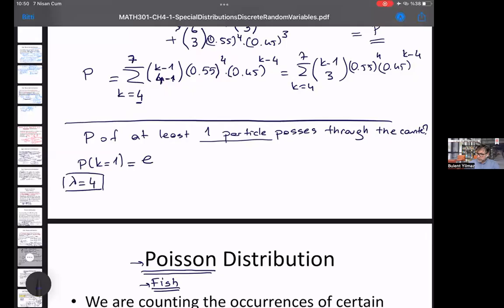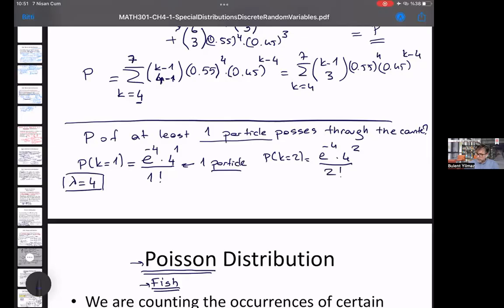It's going to be e to the power minus 4 times 4 to the power k, lambda to the power k, divided by 1 factorial. So this is one particle. Okay? The probability of obtaining one particle. The probability of obtaining two particles is e to the power minus 4 times 4 to the power 2 divided by 2 factorial. And so on. What was my question?